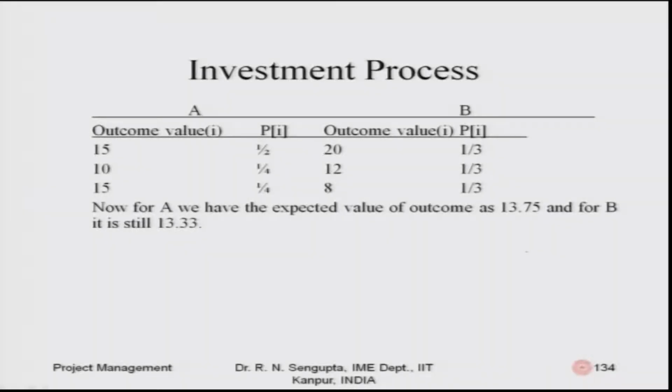Now, let us change the probabilities. The probabilities for 15, 10, 15 are now 50%, 25%, 25%, and the outcome for decision B remains the same. In this case A would have an expected value of 13.75 and B would have an expected value of 13.33. So I, as a person who has in front of him this set of values where the probability has changed, see that A is 13.75. Hence I will take decision A.